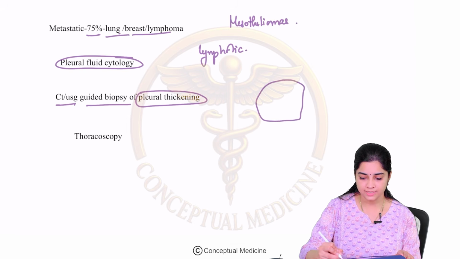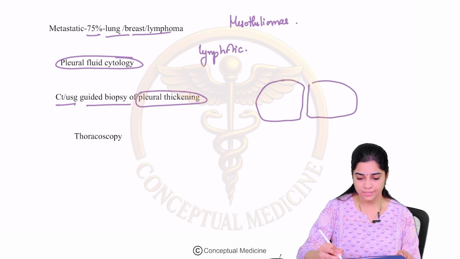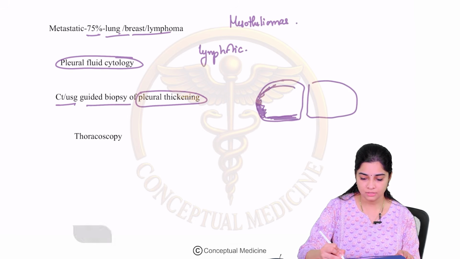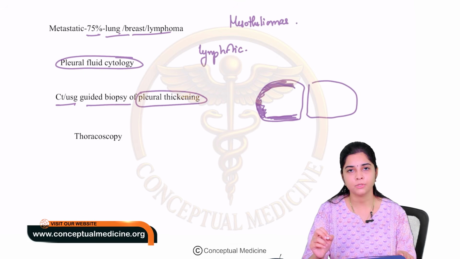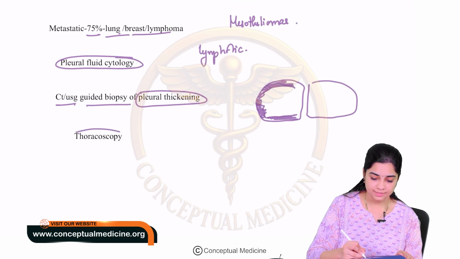So if you do a CT, this is your cut and you will find that there is a pleural thickening. So you can do a CT guided biopsy of the pleural thickening or an ultrasound guided biopsy of the pleural thickening.